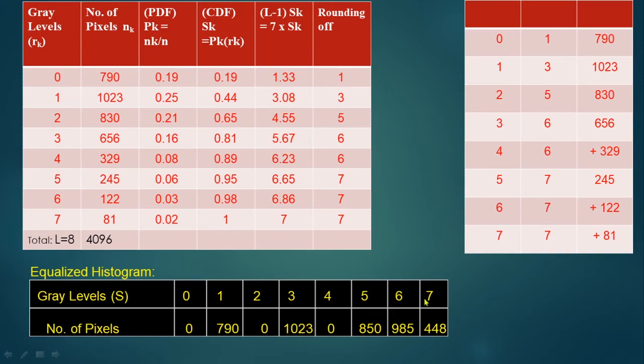Similarly, for other intensity levels, for example 6. Here 3 becomes 6, and 4 also becomes 6. That is 656 plus 329. That is 985. That is the equalized histogram.